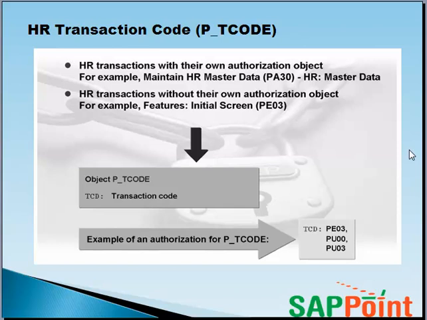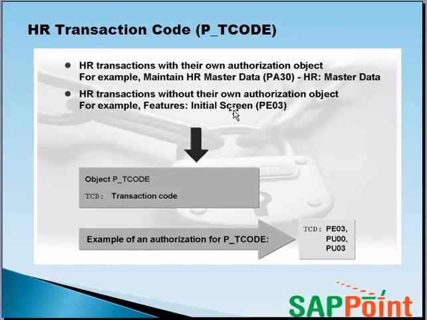For example, when you enter PA30 into the role, it will automatically bring in P_ORIGIN object, which is for controlling access to HR master data. And PA30 is a transaction code for maintaining the HR master data. So when you put PA30 into the role, the PA30 transaction has its own authorization objects, which can be used to control the access that it gives.